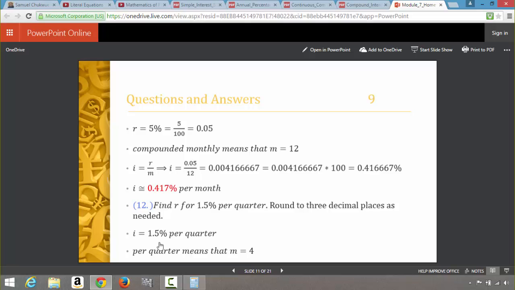Question 12, they ask you to find R for 1.5% per quarter. So this is the I. Remember that I is this per period. So in this case, I is 1.5% per quarter, and per quarter means that M is 4.